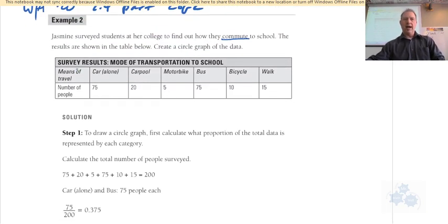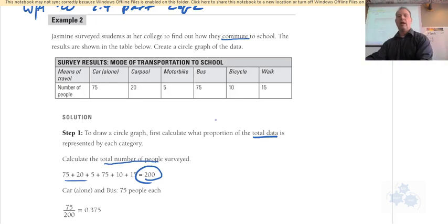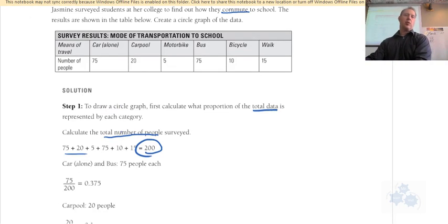So here's the different means of travel. We have 1, 2, 3, 4, 5, 6 sections, and here's the number of people in each section. In order to draw a circle graph, we need to know how many people in total we're talking about. So step 1 is to calculate the total data. We simply add up all the numbers and we get 200. Does everyone see that?